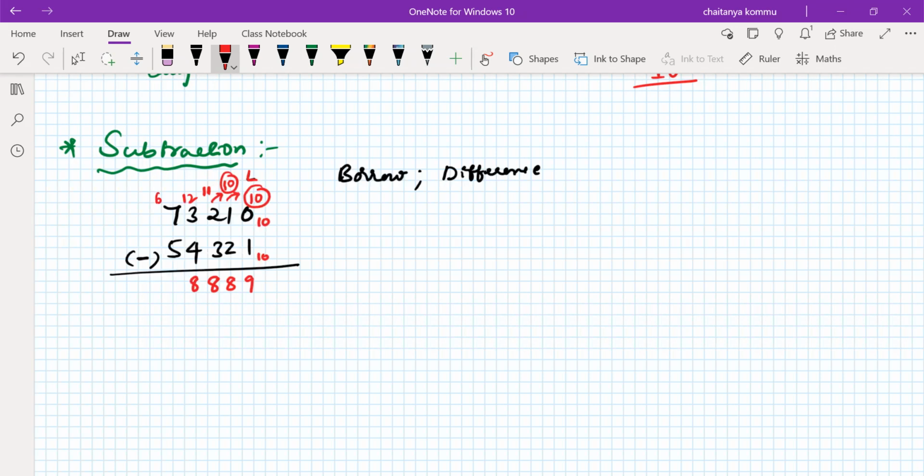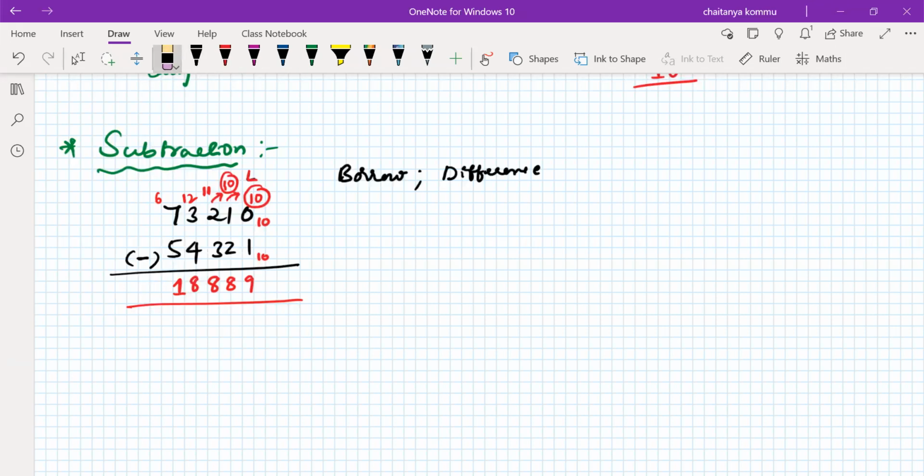Only 6 is available because 1 is given to this one. Therefore 6 minus 1 will be the answer. So this is what we have to perform. Okay. So there is no, so therefore borrow is available here. We take the borrow from the, this is the way, but there is a possibility of borrow here also. Okay, there is no issues at all.